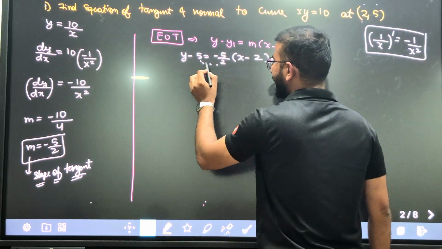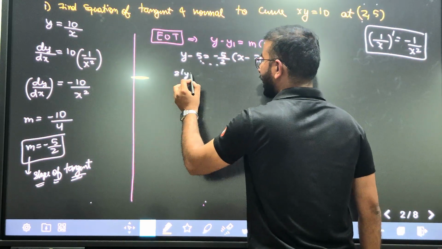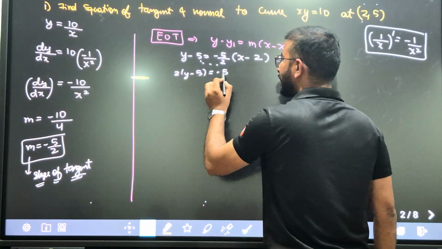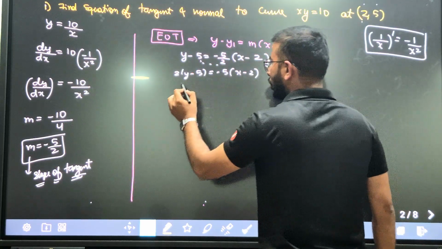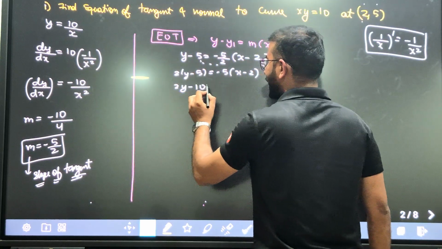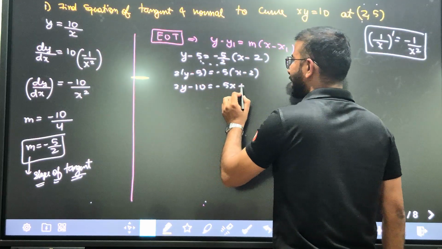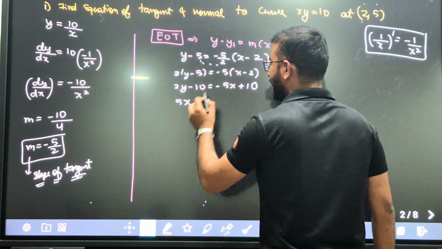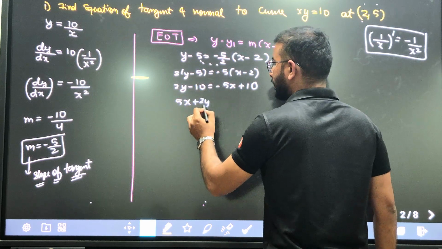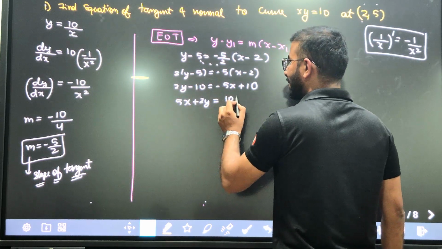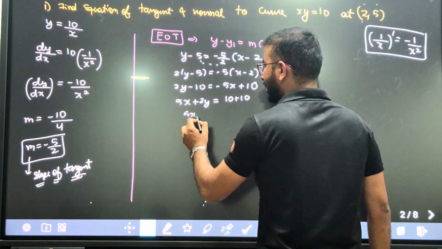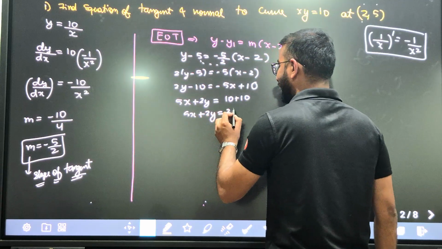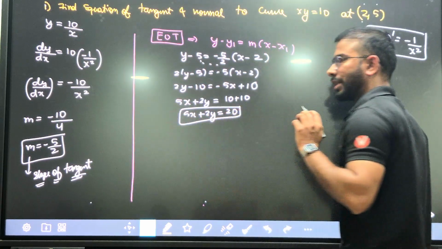So now we'll multiply it here. So it is 2 into y minus 5 is equal to minus 5 into x minus 2. So this is 2y minus 10 is equal to minus 5x plus 10. Now we'll take minus 5x on the other side, it will become plus 5x plus 2y. This minus 10 will become plus 10. So 5x plus 2y is equal to 20. That's it. This is your equation of tangent.